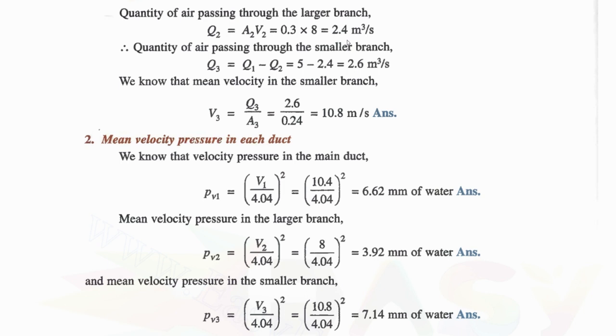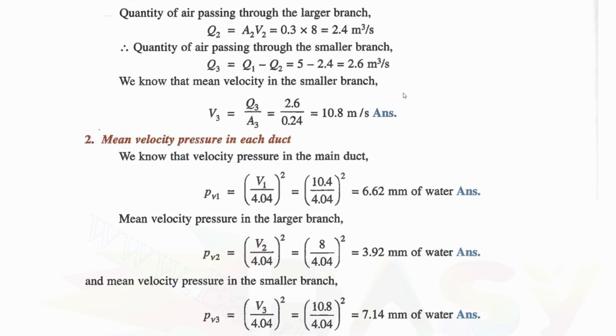We got here Q3, the volume flow rate in the smaller branch, and now the velocity V3 is equal to Q3 upon A3. We have the area and we have the flow rate, so we get the velocity as 10.8 meter per second. We got all three velocities of the branches.